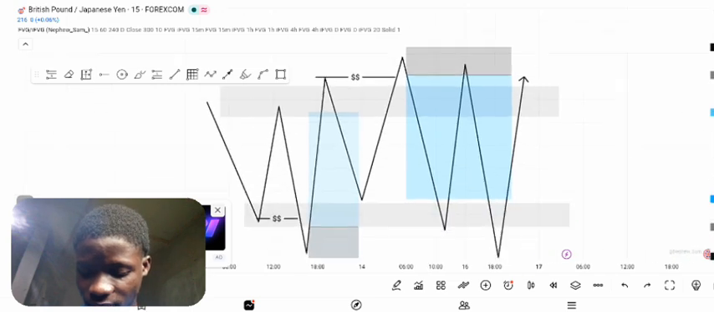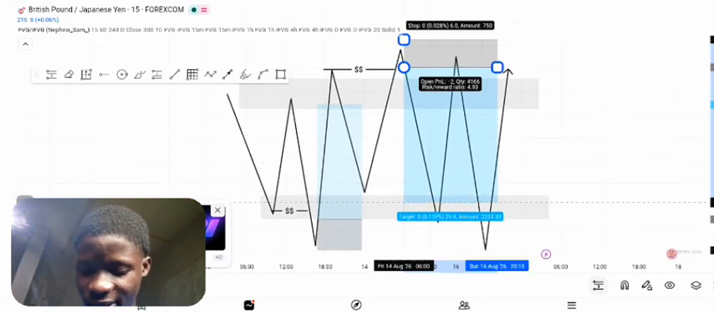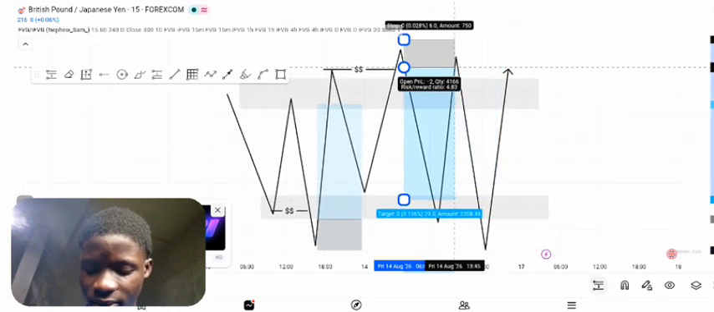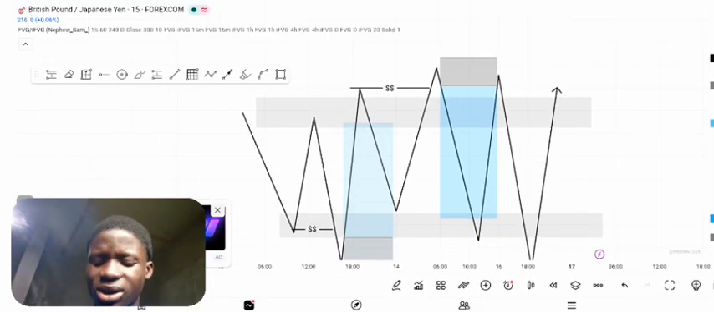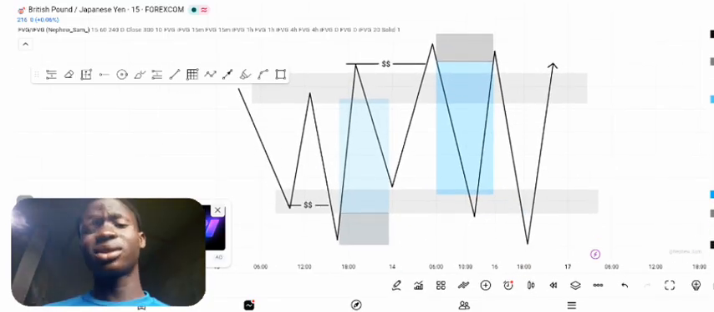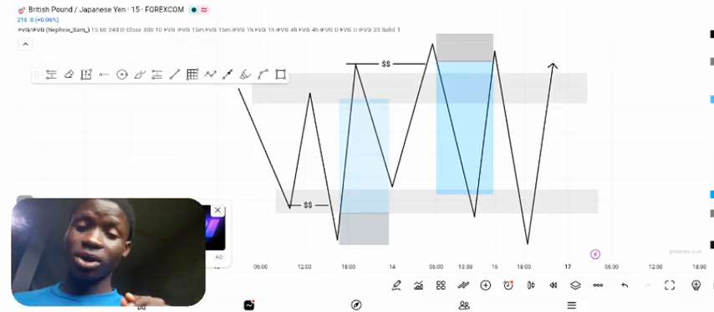And you can see this is it. We will target the next support. This is how it works, guys. It really is working. This is how it works.